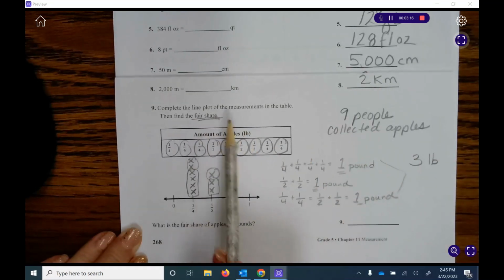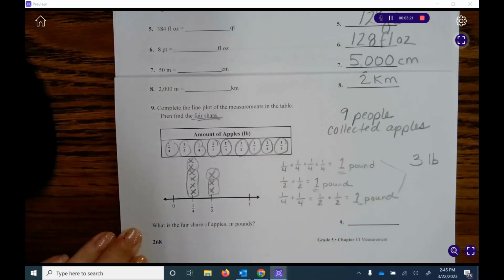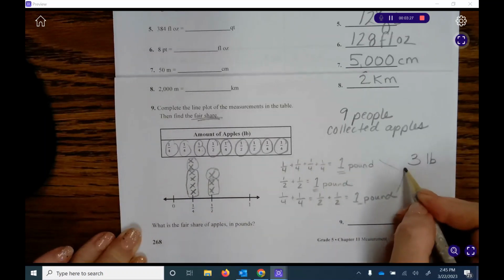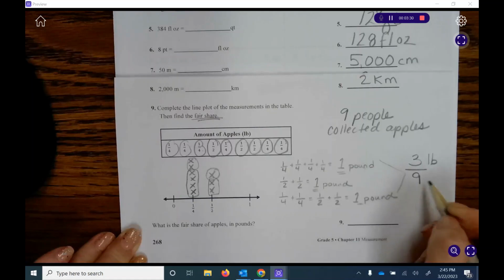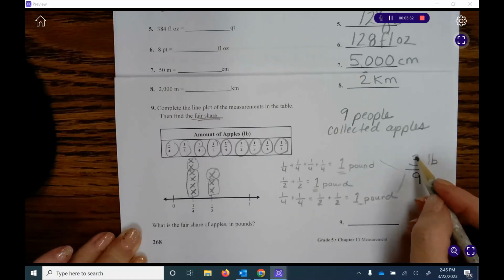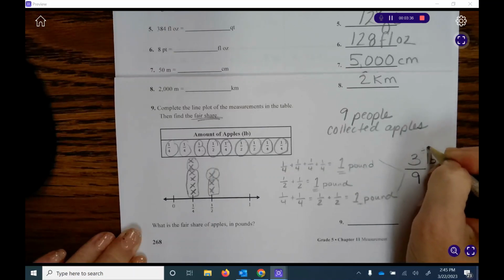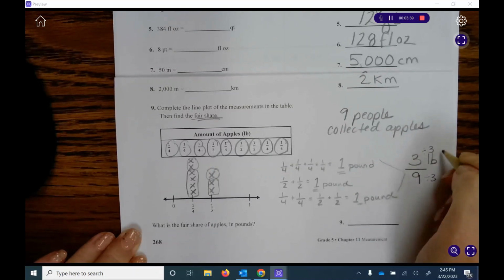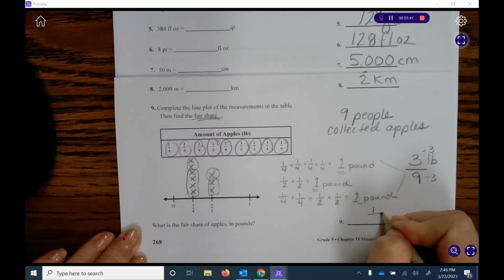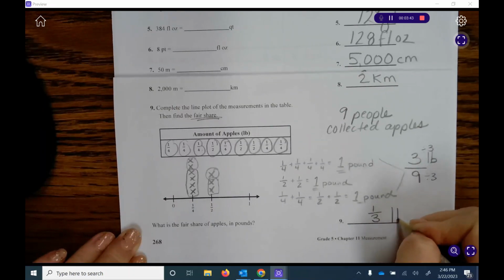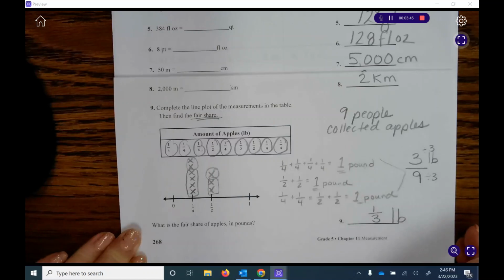Fair share means that even though people each collected a different amount, they want to split it up at the end of the day equally. So we're going to divide that by 9. So I can treat this like a fraction, 3/9. Well, I'm going to reduce this fraction, divide by 3, and I get 1/3 of a pound. So each person would go home with 1/3 of a pound of apples.